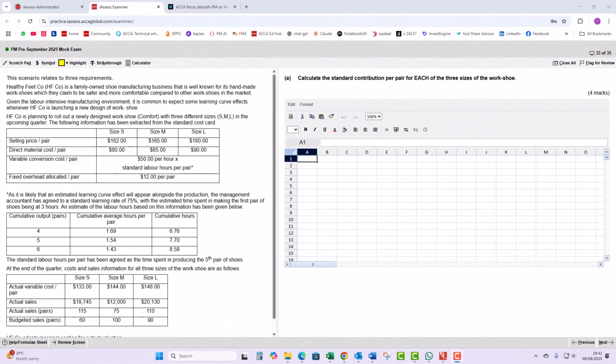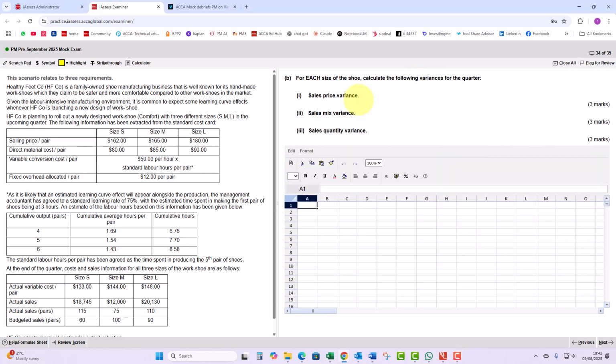Okay, so we're on to our last section C question in this mock. Once again, 20 marks available here, so we've got 36 minutes we'd allocate. For 4 marks, we need to calculate the standard contribution per pair for each of the 3 sizes of work shoe. And then for each size of shoe, we need to calculate these 3 variances: sales price, sales mix, and sales quantity. 3 marks each, so we'd assume just by glancing across the left, there's 3 sizes, so there's probably 1 mark for each variance for each size.